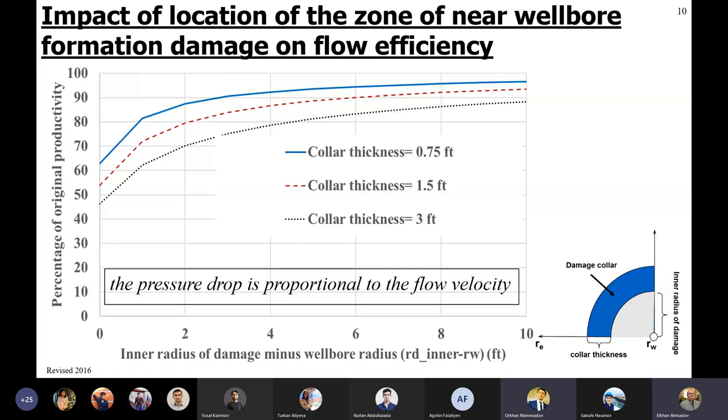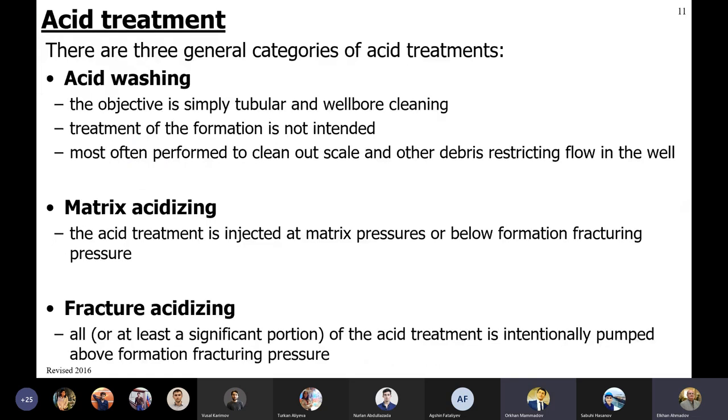Okay. Yes. Can you say that the damage collar is just another name for near wellbore damage?